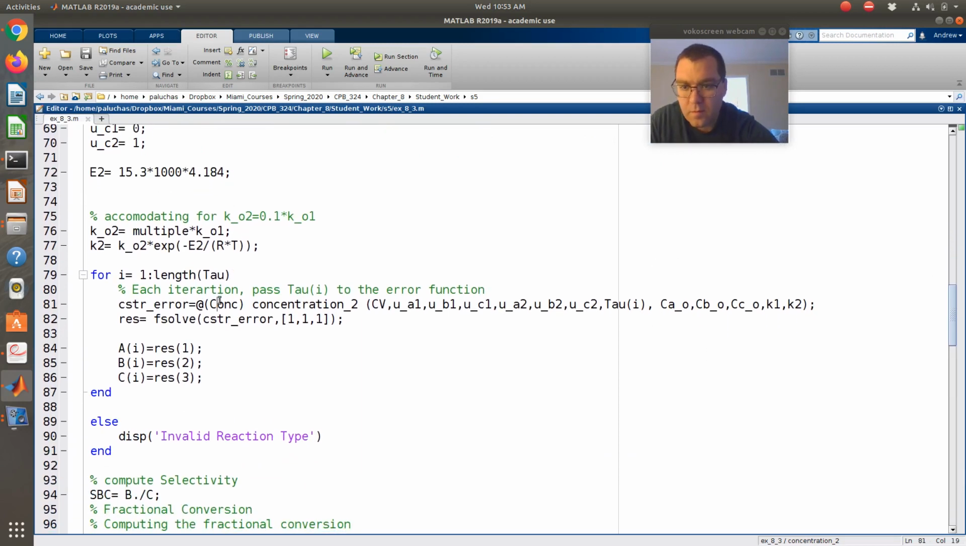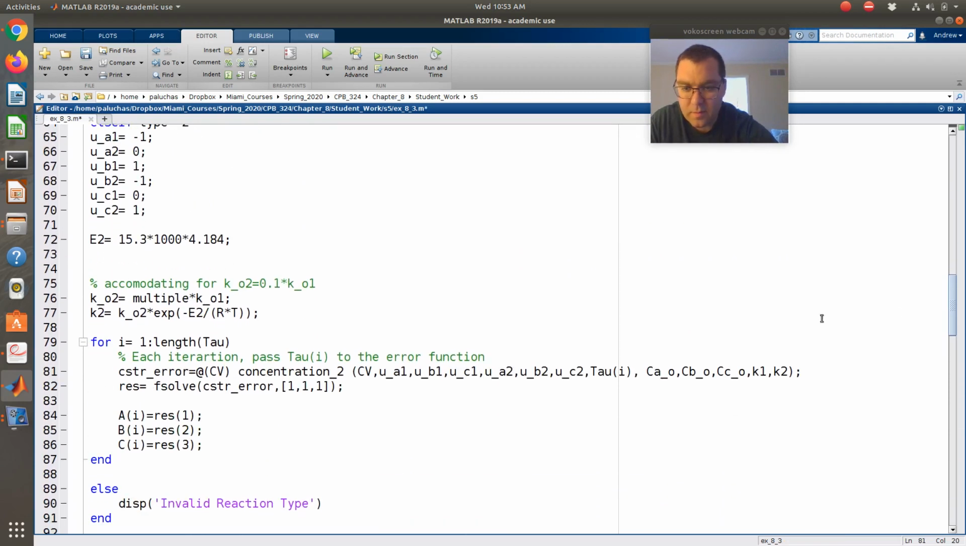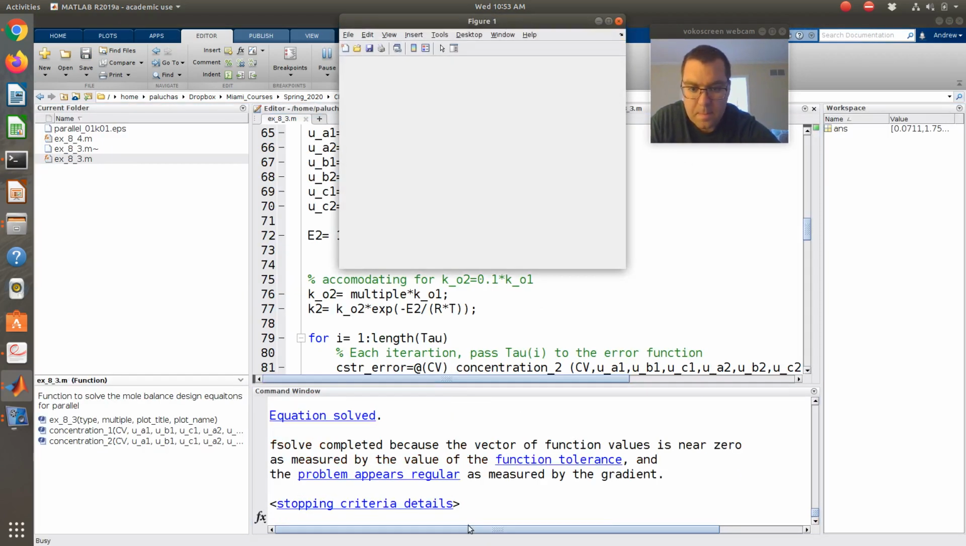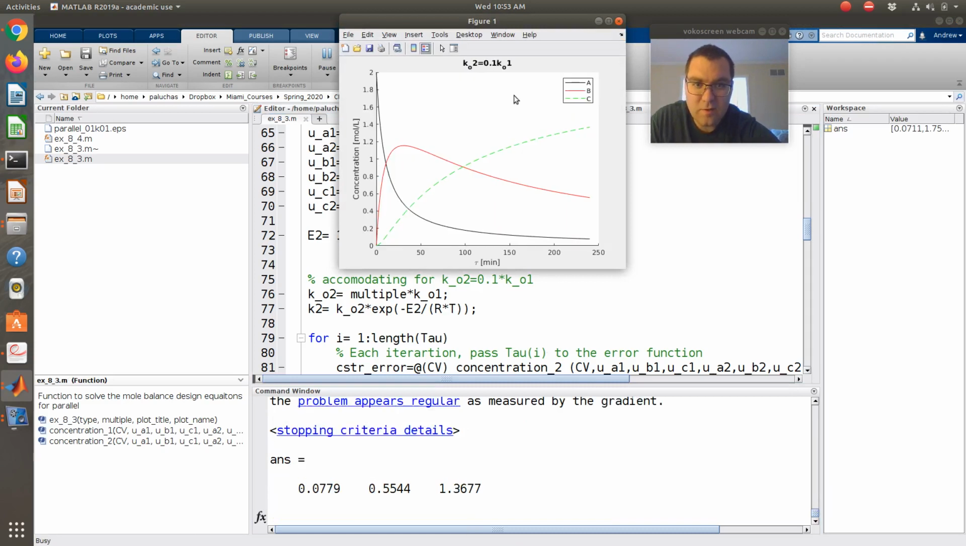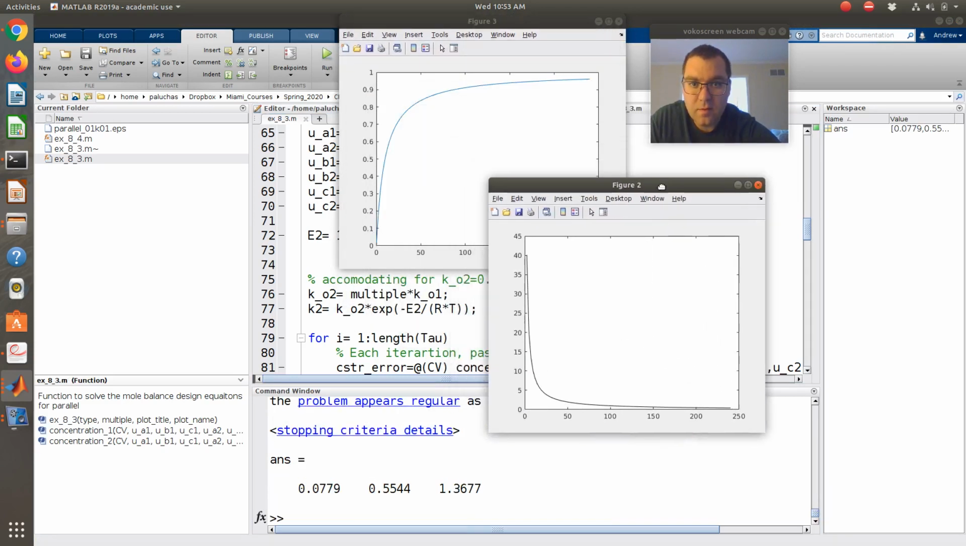Oh, for some reason you have cons here, right? It's CV. You had it right up here for parallel, right? So CV, or you change that to cons, one or the other. So let's minimize this. All right, so this is actually series. I guess it should have changed the name. Okay, but yeah, it looks beautiful.